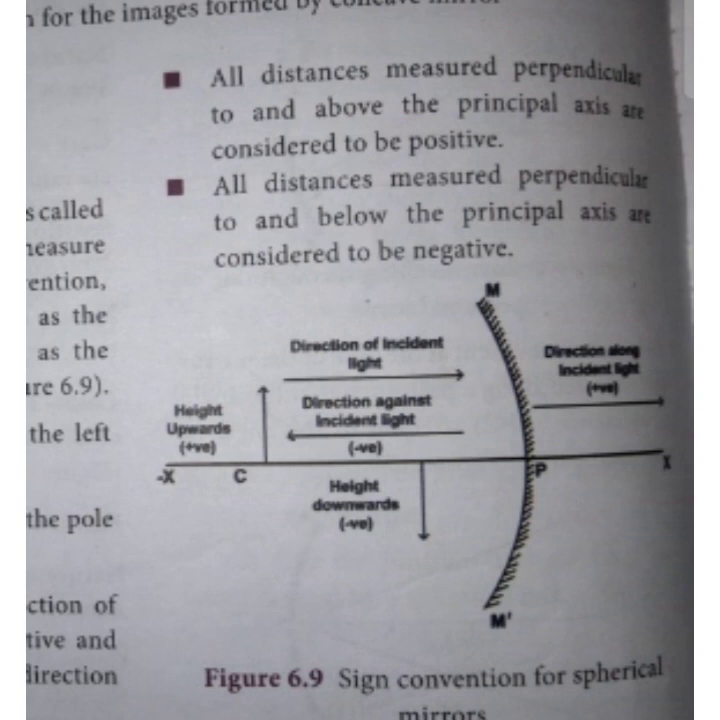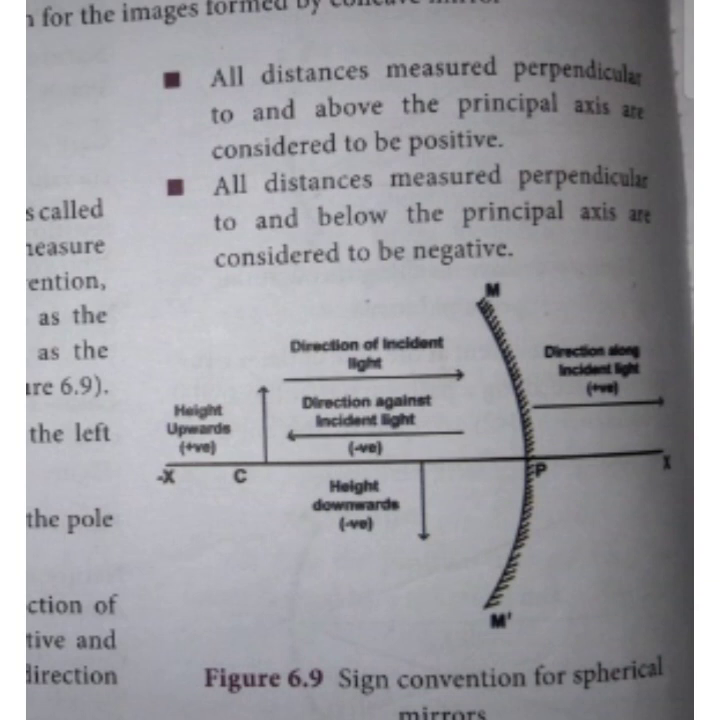Okay, students, the first point: the object must be placed on the left side of the mirror. If you want to find the image formation, the object must always be placed on the left side of the mirror. Then all distances are measured from the pole of the mirror. Whether it is image distance, object distance or focal length, we must measure the distance or length from the pole.